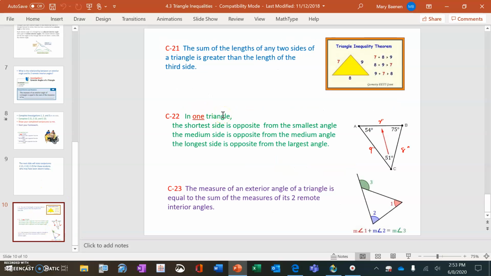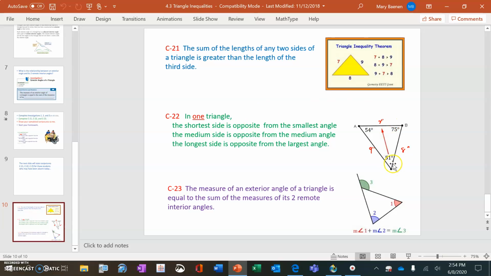So now I'm going back to the presentation. Here are the conjectures that we came up with today. Conjecture number 21: the sum of the lengths of any two sides of a triangle is greater than the length of the third side. And here is a picture that goes along with it. In one triangle, this doesn't work if I have three triangles all connected together or two triangles connected together.